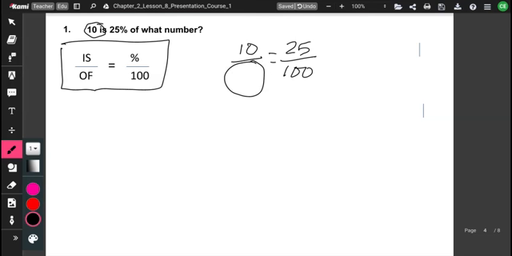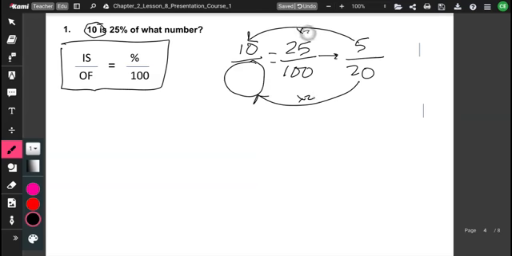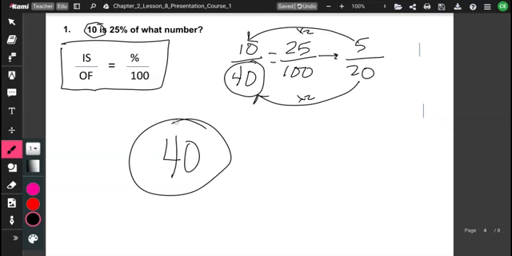So we are going to simplify and then multiply. We are going to simplify these by 5 first, so we'll get 5 over 20. And then since I know that 5 times 2 equals 10, I'm going to do 5 times 2 is 10, and then multiply 20 by 2 as well, which will give me 40. So our missing number there was 40. So 40 was the answer we were looking for.